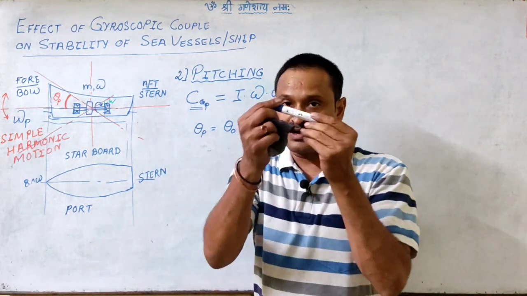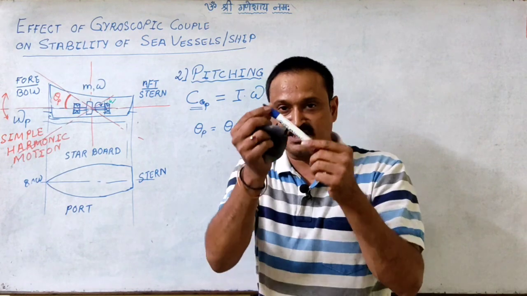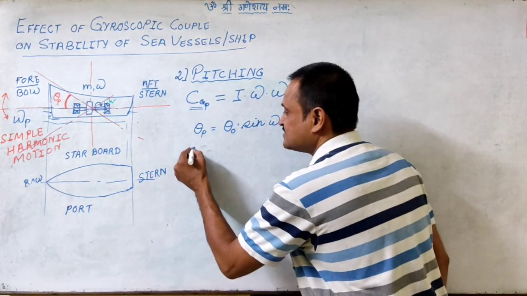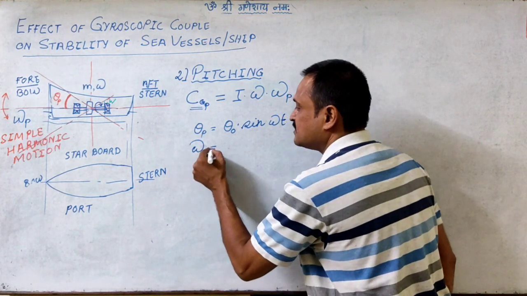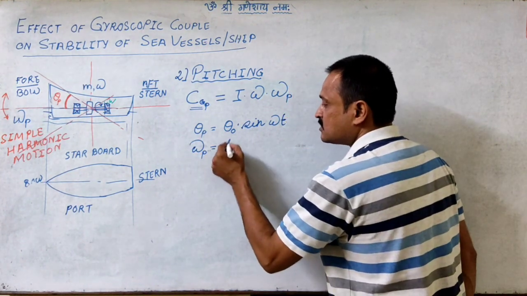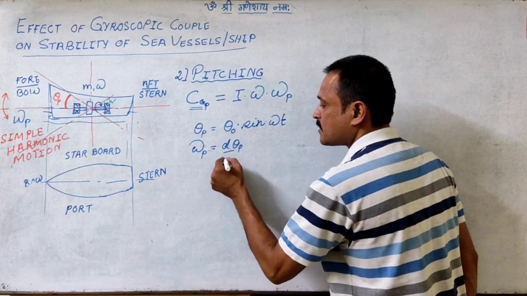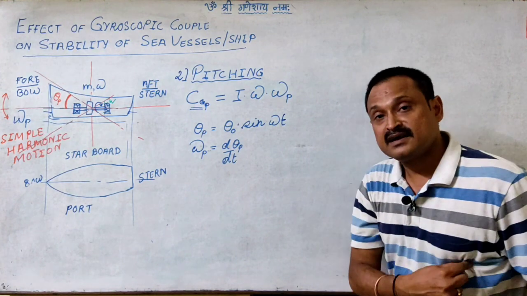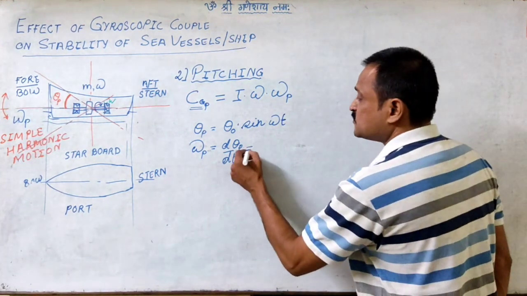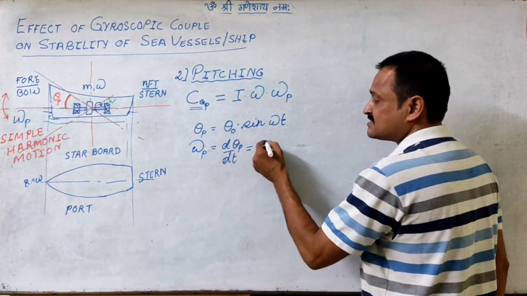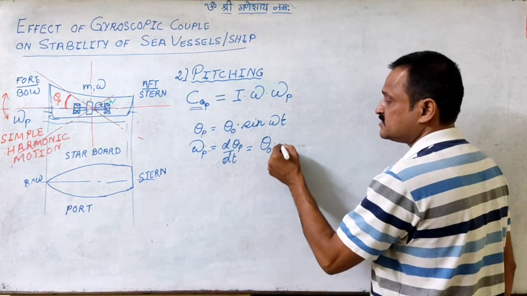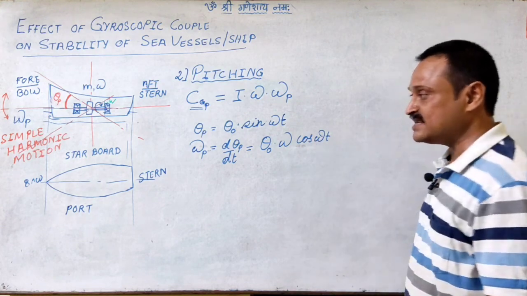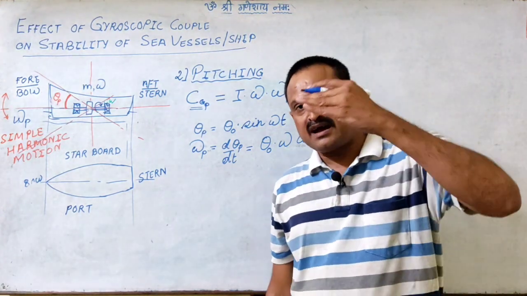We are trying to find out the precession velocity. Velocity is the rate of change of displacement, and this is the displacement. That means I can say the precession velocity will be equal to, right? Because this is taken at time t. So amplitude is constant, so it is theta 0 omega cos omega t, right? So that means omega p is varying.